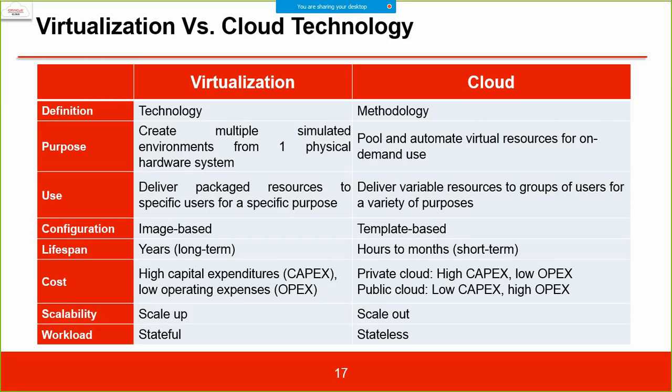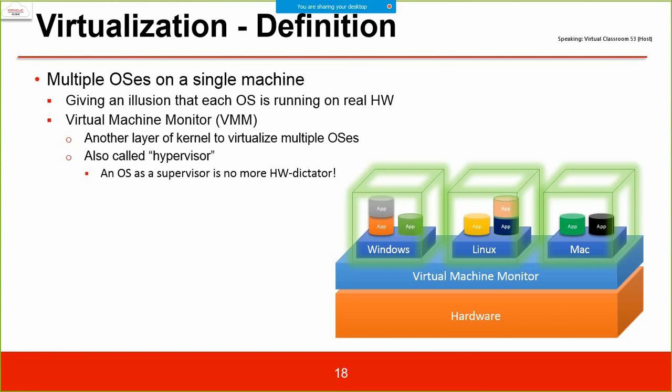Virtualization scales up, cloud scales out. Workload is stateful in virtualization, in cloud it is stateless. That is the difference between virtualization and cloud. I was talking about the definition. This is what I already discussed.